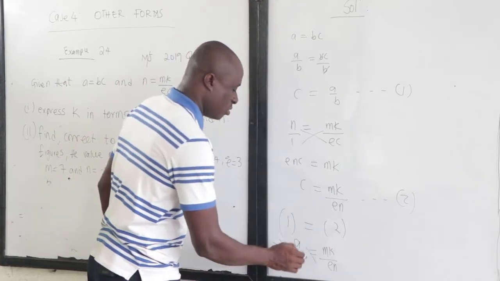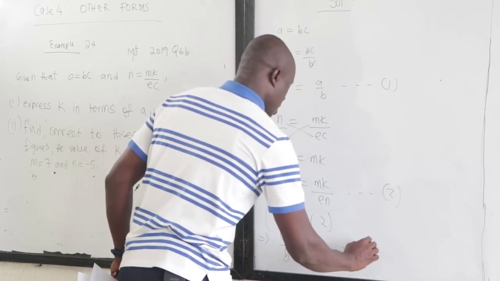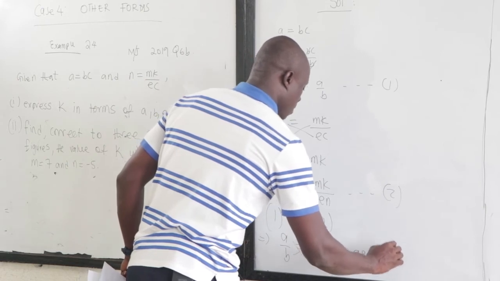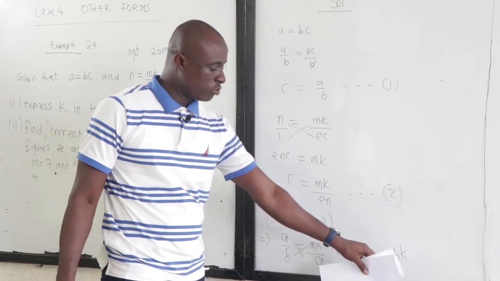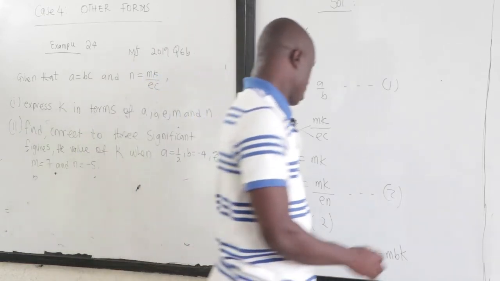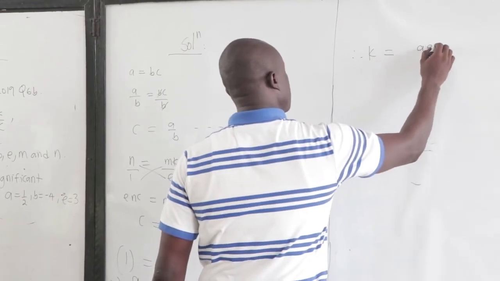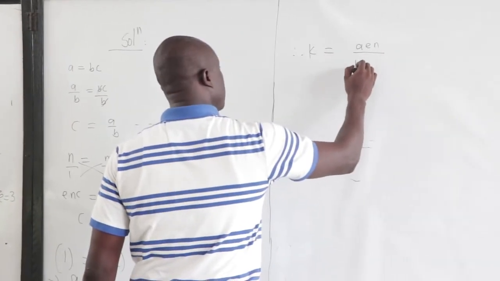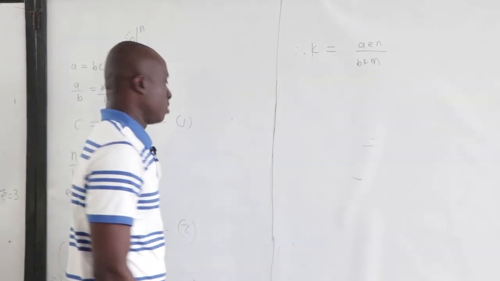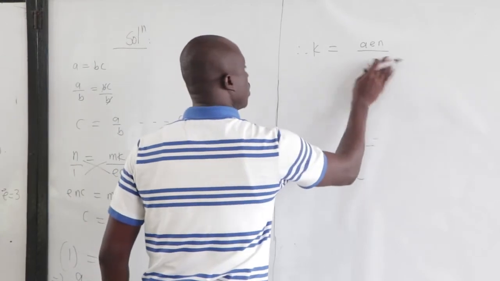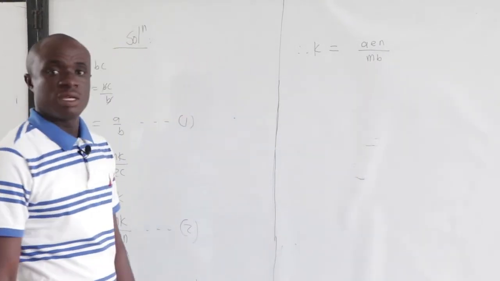From here, what can we do? We can cross multiply. So this implies AEN equal to MBK. We want to make K the subject, so we divide through by what is multiplying the K, which is MB. Therefore, K is equal to AEN all over MB. So we've been able to make K the subject.